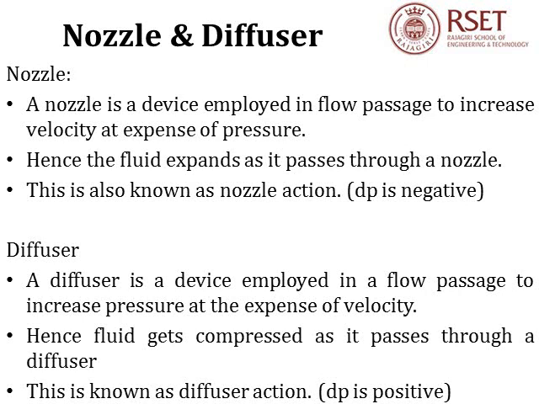A diffuser is a device employed in a flow passage to increase the pressure at the expense of velocity. Here, as the fluid passes through the diffuser, its pressure increases and velocity decreases. That is, the fluid gets compressed as it passes through the diffuser. This is known as diffuser action.